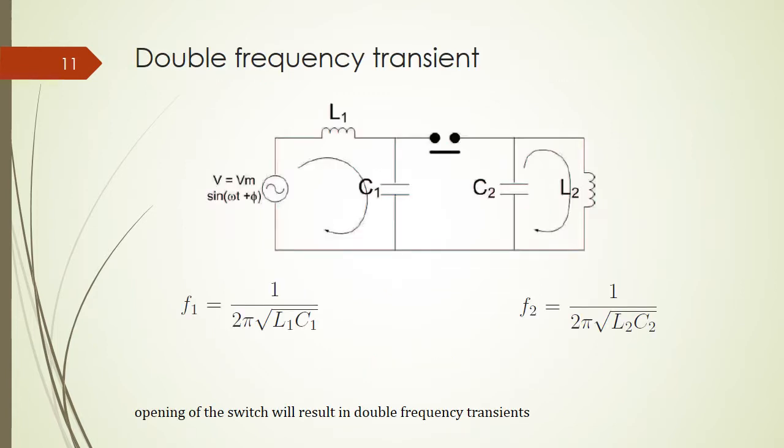In reality, if we have a long transmission line and the fault happens in the middle here, and we open a circuit breaker in the middle, then essentially we have two circuits, the right hand side and the left hand side, and they have different oscillation frequencies. We call this phenomenon double frequency transient.